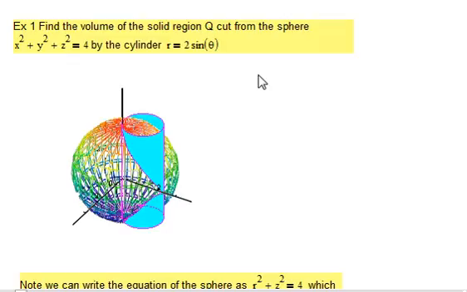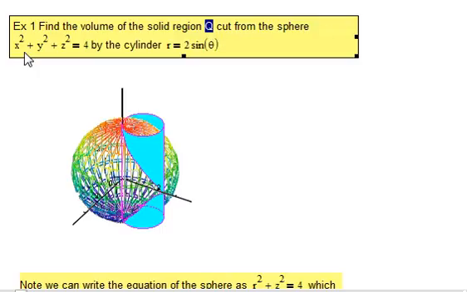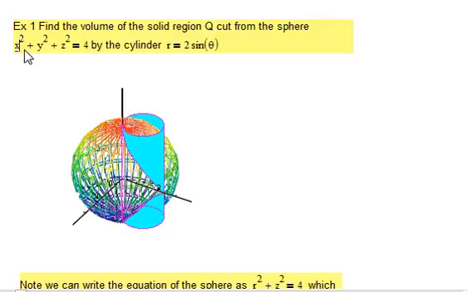Here's an example I had to work very hard for. Find the volume of the solid region Q cut from the sphere of radius 2, x squared plus y squared plus z squared equals 4, by the cylinder given in polar coordinates r equals 2 sine theta. That would be for all z, so it's like I took the circle r equals 2 sine theta and projected it along the z-axis.